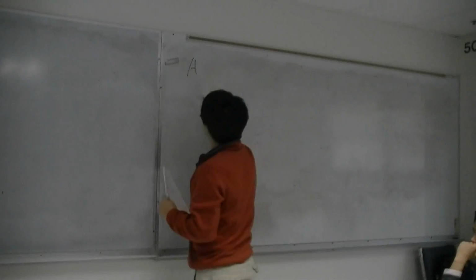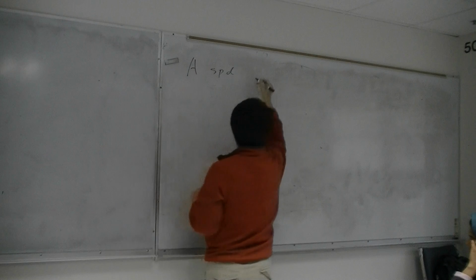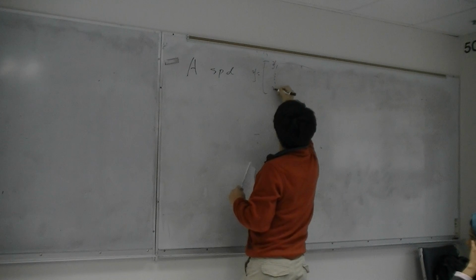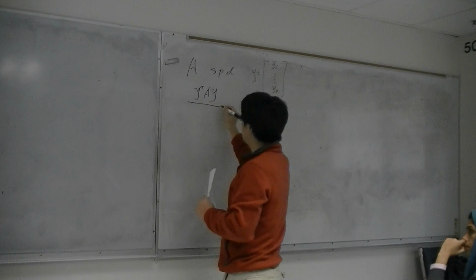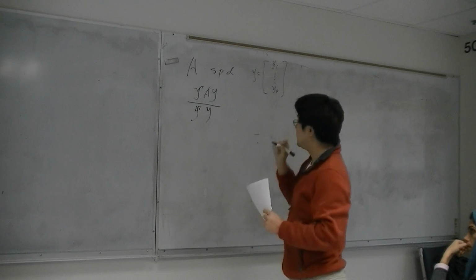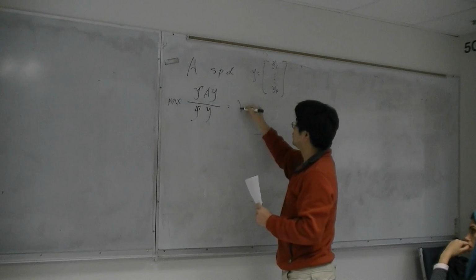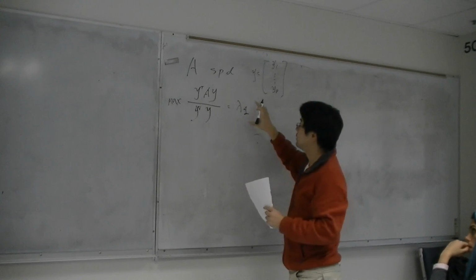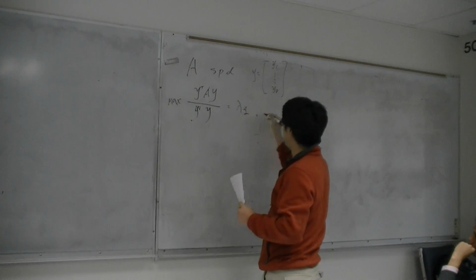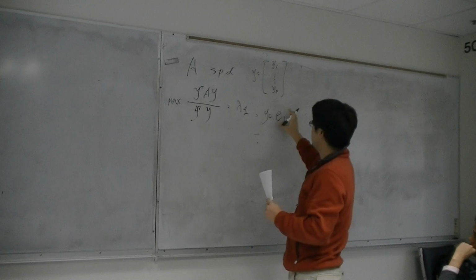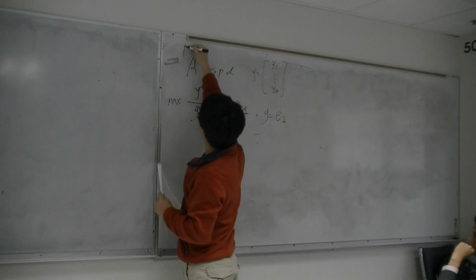Say we have a matrix A, which is a symmetric positive definite matrix, and we have a vector Y. The ratio of Y transpose A Y over Y transpose Y. The maximum value of this ratio is equal to lambda 1, which is the biggest eigenvalue of this matrix A, when you take Y equal to the first eigenvector corresponding to this eigenvalue of A. This is the principal axis theorem.